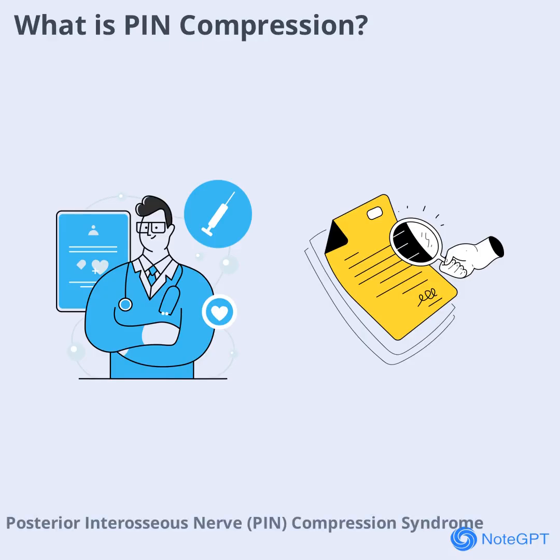Posterior interosseous nerve (PIN) compression syndrome is a condition where the PIN, a branch of the radial nerve, becomes compressed or entrapped, leading to weakness or paralysis of certain muscles in the forearm. This syndrome is often confused with other nerve or muscle disorders, but understanding its unique causes and anatomical features is crucial for accurate diagnosis and treatment.